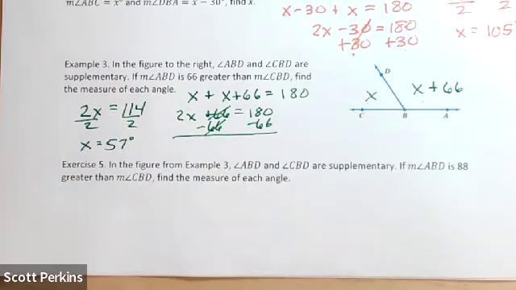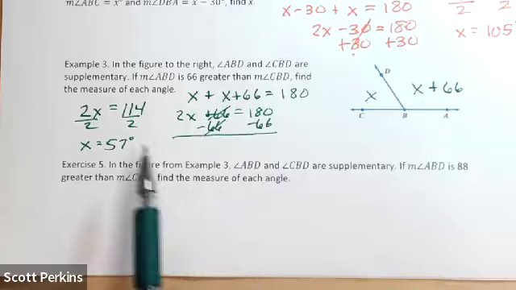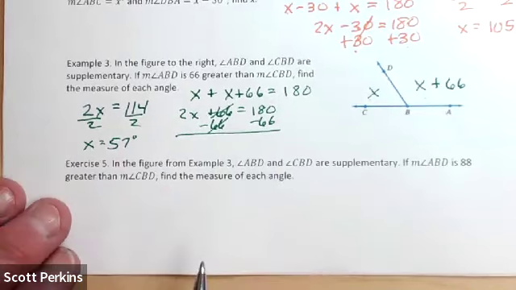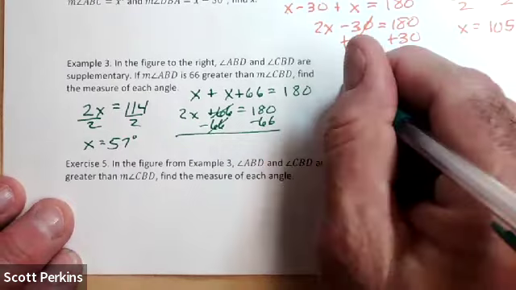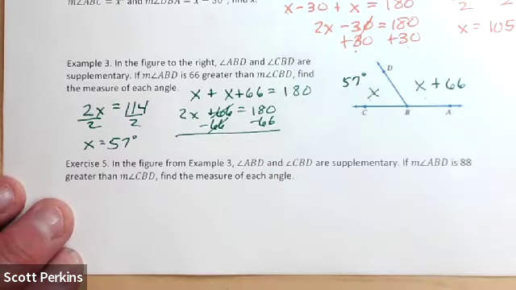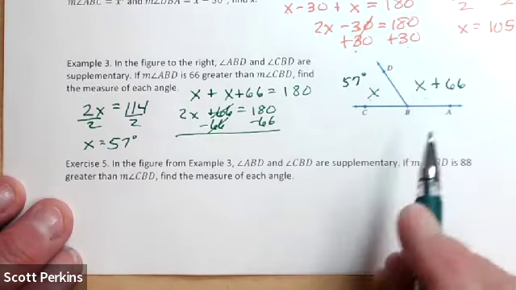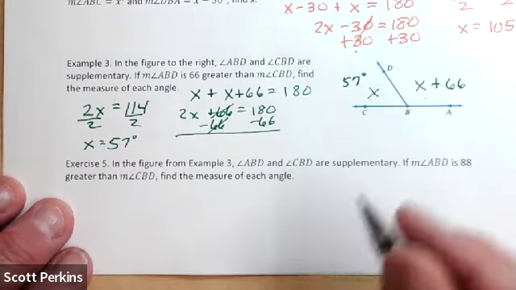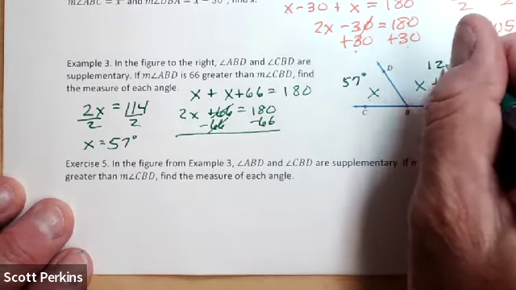Now, always make sure, again, in my math lab, it's usually fairly clear. Just make sure you're answering the question. The previous question, exercise 4, said find x. We did that. This problem says, what's the measure of each angle? So we're asked for something a little different. So I'm just going to label my picture with the measure of each angle. X is 57. That means the smaller angle right here is 57 degrees. And then the other angle is x plus 66. So it's 57 plus 66, which is, I think, 123.